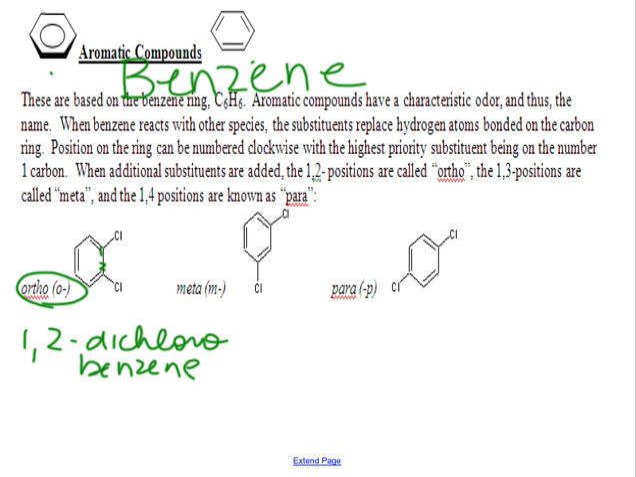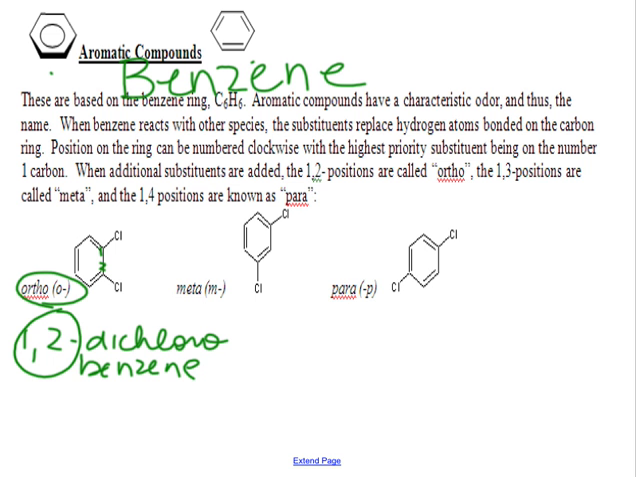In the positions 1 and 3, that's a meta, and position 1 and 4, that's a para. So the only thing the ortho, meta, para replaces is that, and it's only replacing it on a benzene ring, not on a cyclohexane, not on a cyclo anything. It's only benzene specific. Okay?